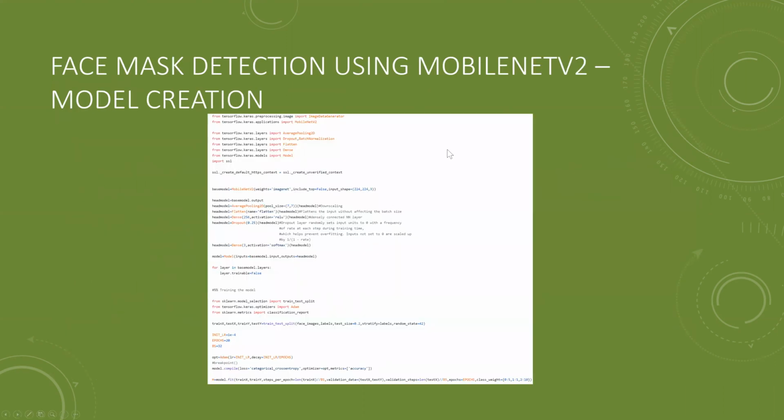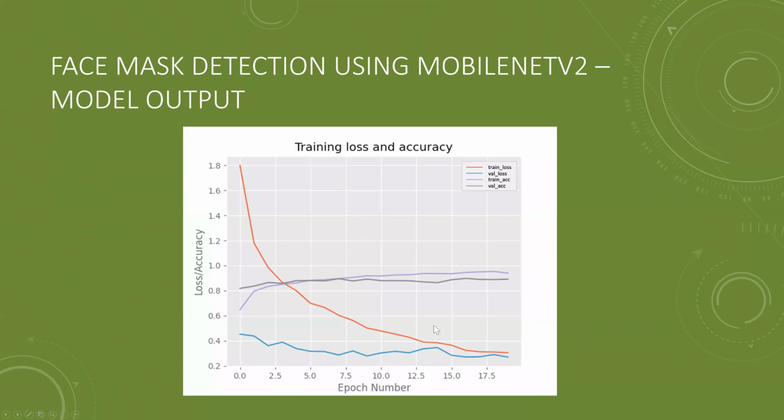MobileNet V2 has been the first model which we have used. This is our base model. This is a convolutional neural network with 53 layers. We haven't considered the top layer for our analysis. We have built the model and then we have compiled it using the Adam optimizer. And then we have fitted the model on the training data using 20 epochs.